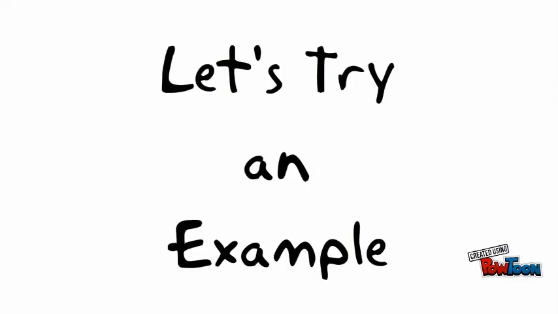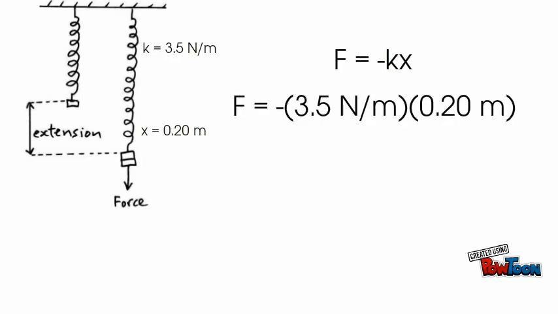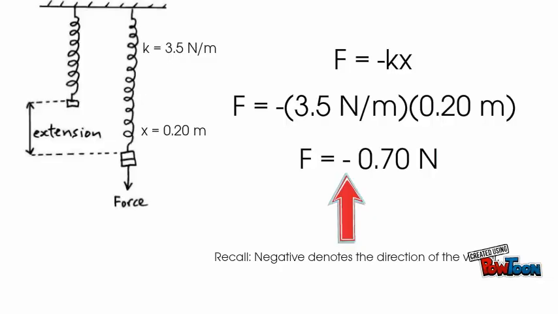Let's try an example. Imagine a spring with a spring constant of 3.5 newtons per meter that is stretched 0.20 meters. Using the equation F equals negative kx, we can find the force exerted by the spring. Substituting the known values, we find the force to be 0.7 newtons.